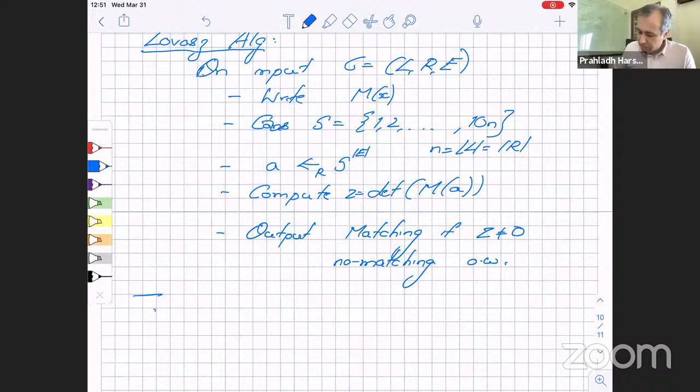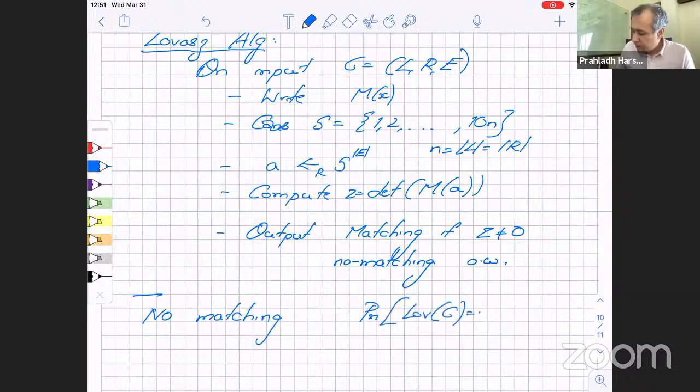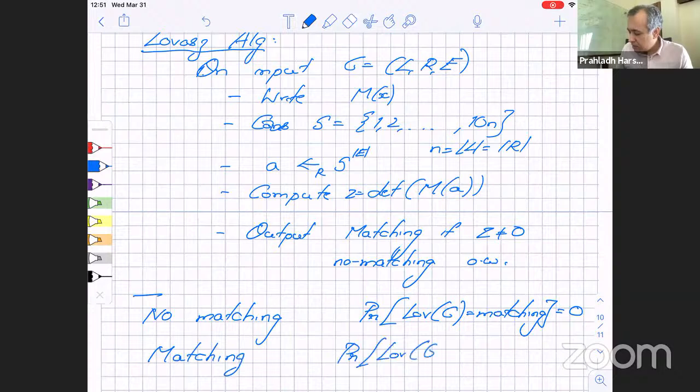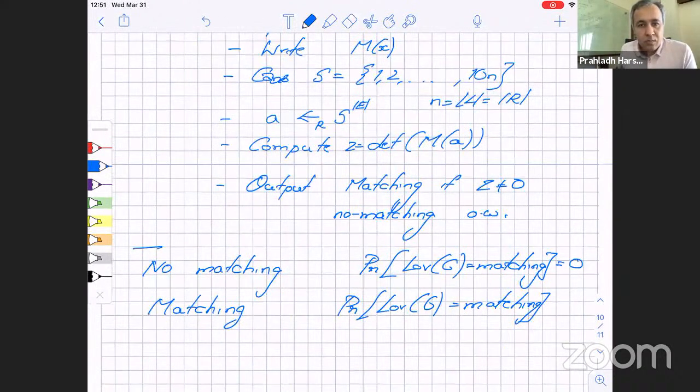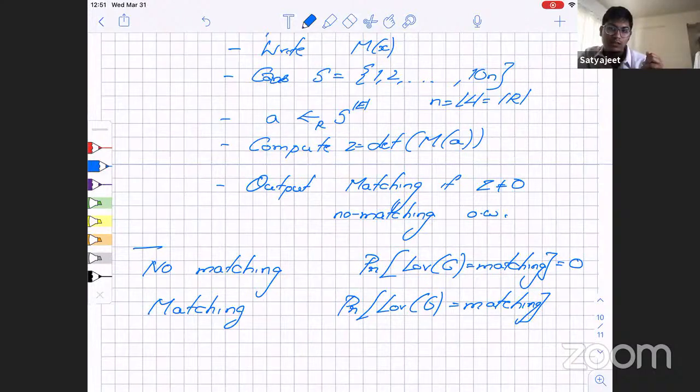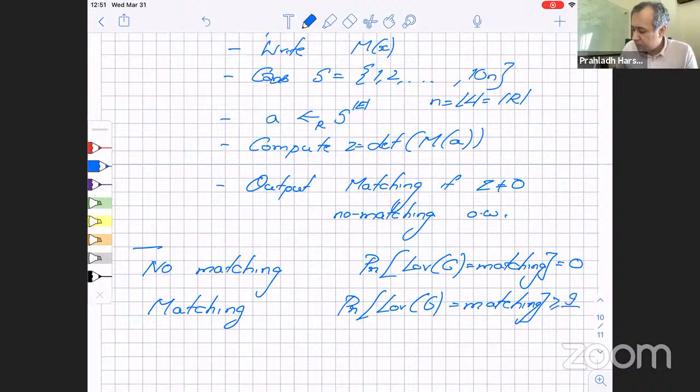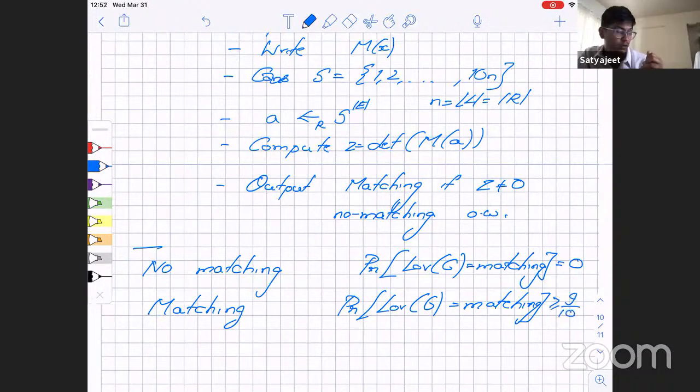So in the case of no matching, the probability that Lovász's algorithm on G says matching is 0. If there is a matching, the probability that it says there is a matching will be how much? At least 9/10, the way I have set up the parameters. The number of points is 10n.